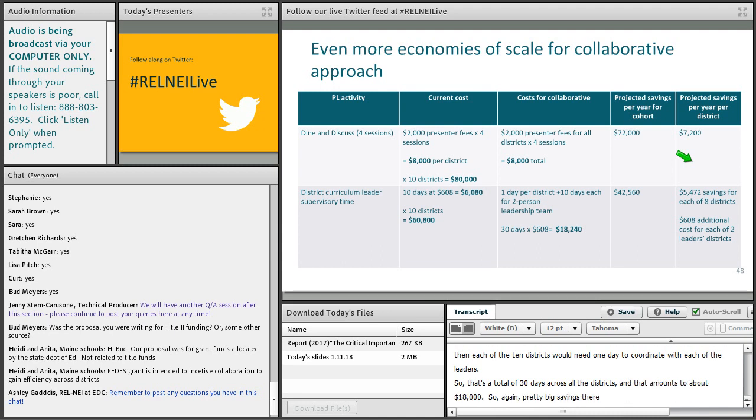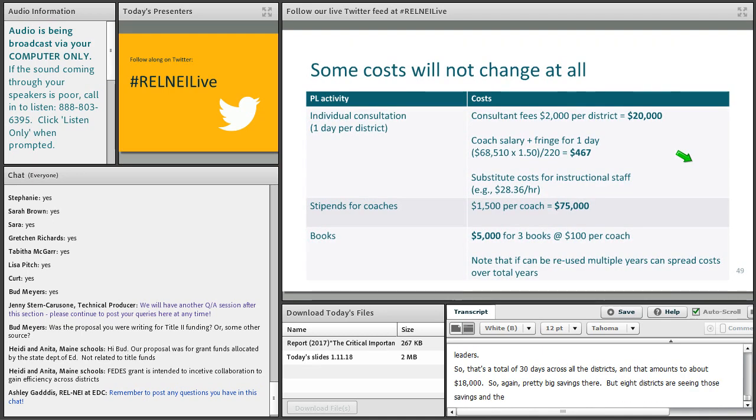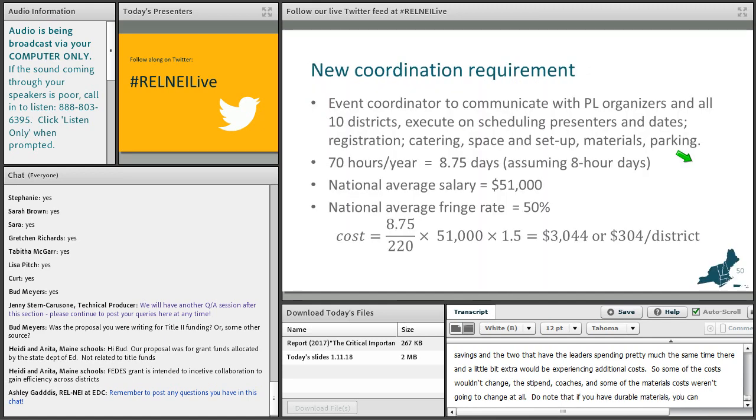So again, pretty big savings there, but 8 of the districts are seeing those savings, and the 2 who have the leaders spending pretty much the same amount of time and a little bit extra would be experiencing additional costs. So some of the costs wouldn't change: the individual consultation, the stipends to coaches, and some of the materials costs weren't going to change at all. Do note that if you have durable materials, you can spread those costs out over multiple years.